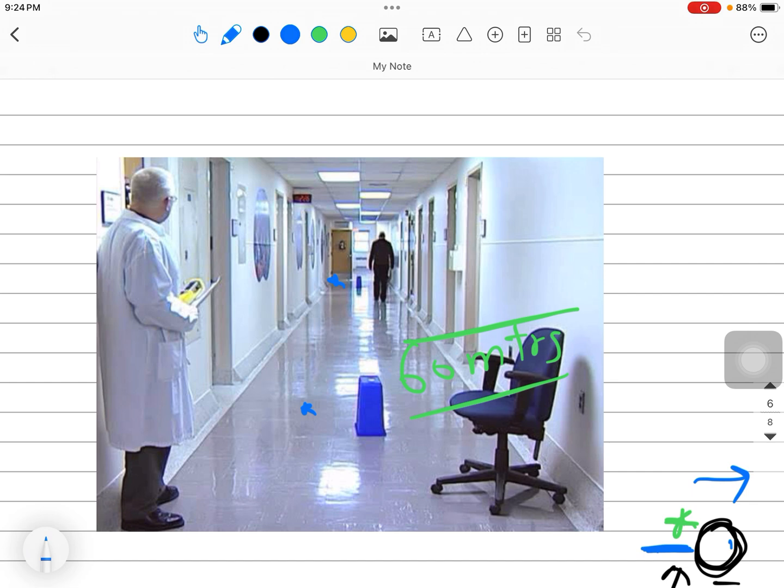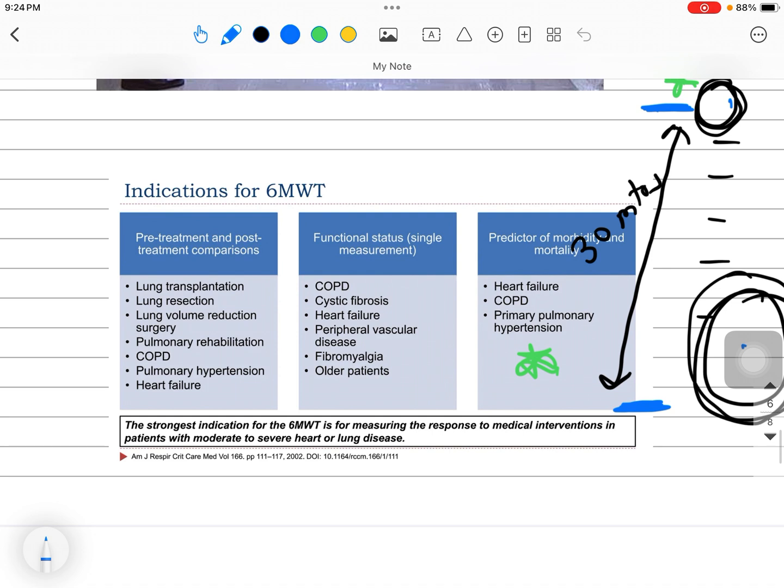Once you understand this test, let's talk about some of the indications for this 6-minute walk test. Indications, as I have talked about earlier as well, are pre-treatment and post-treatment comparison, medical intervention: lung transplantation, lung resection, lung volume reduction surgery, pulmonary rehab, COPD, pulmonary hypertension, heart failure. What about the functional status in COPD, cystic fibrosis? You can compare how these patients are doing before 6 months or after 6 months. Heart failure, pulmonary vascular disease, fibromyalgia, older patients. So mainly the cardiopulmonary patients. This is a very important test, right?